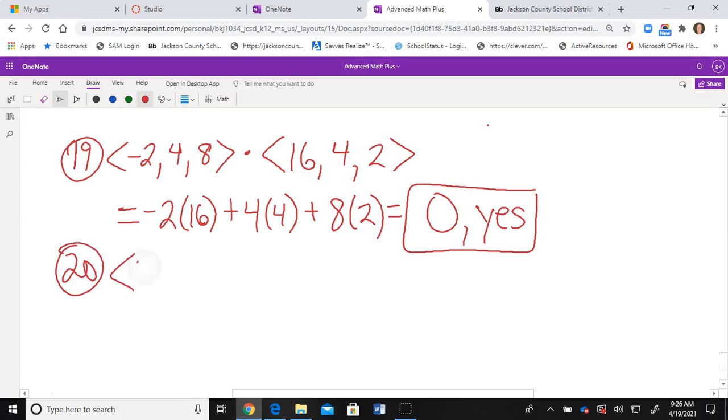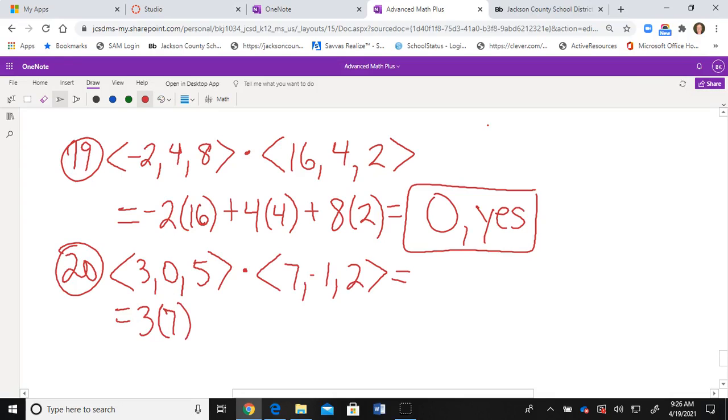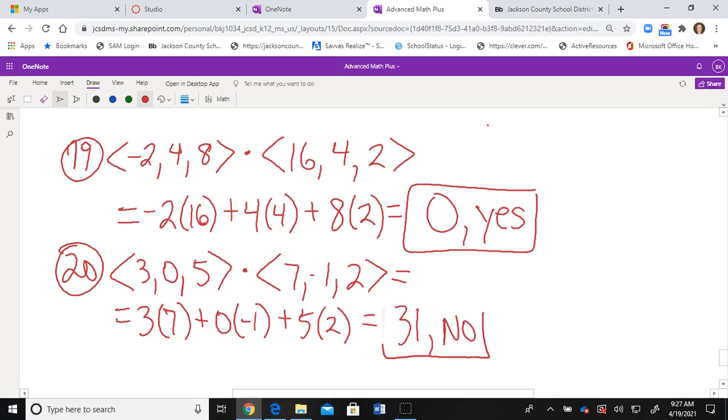20, same process. 3, 0, 5. Dot product with 7, -1, and 2. So that will be 3 times 7, plus 0 times -1, plus 5 times 2, 10. 3 times 7 is 21, plus 0 is 21, plus 10 is 31. 31, so that is no.